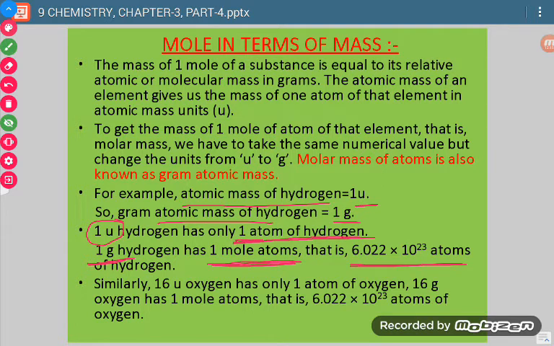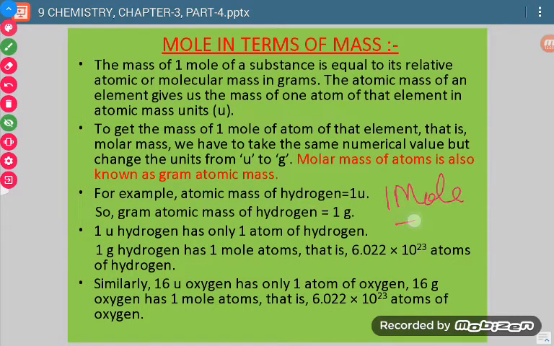Now similarly, 16 U is the atomic mass of oxygen. So when I say 16 AMU or 16 U, it represents only 1 atom of oxygen. But when I say 16 gram, it represents 6.022 × 10^23 atoms. So what is the definition? Definition is 1 mole of any atom has mass equal to its gram atomic mass.